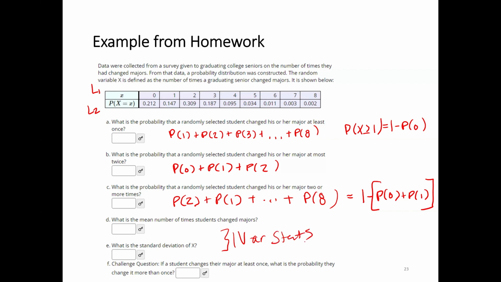And then the last one's a bonus. So I don't know if I want to tell you how to do it. Maybe I will. If a student changes their major at least once, what is the probability that they change it more than once? What does more than once mean? Greater than 1? Did you find greater than 1?